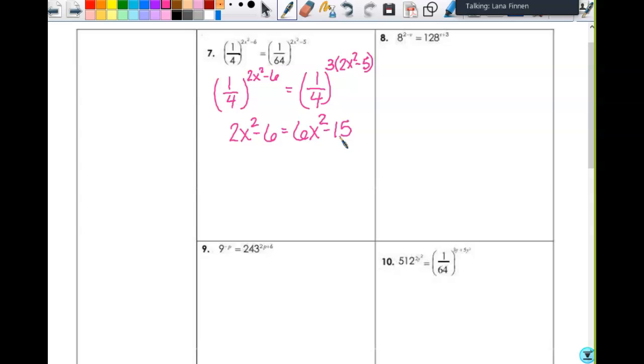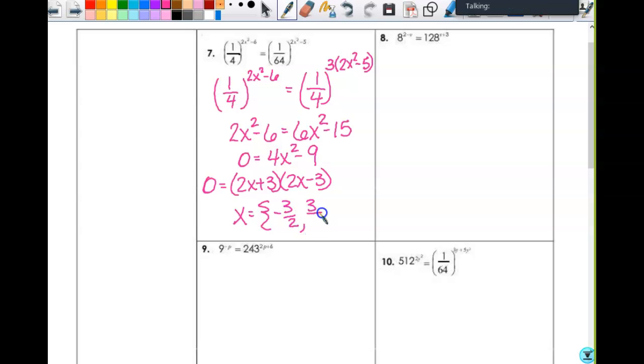Quadratic, so I'm going to set it equal to 0. So 0 equals 4x squared minus 9. Can I factor that? Yes, because that's a difference of squares. 0 equals 2x plus 3, 2x minus 3. So x equals negative 3/2 and 3/2.